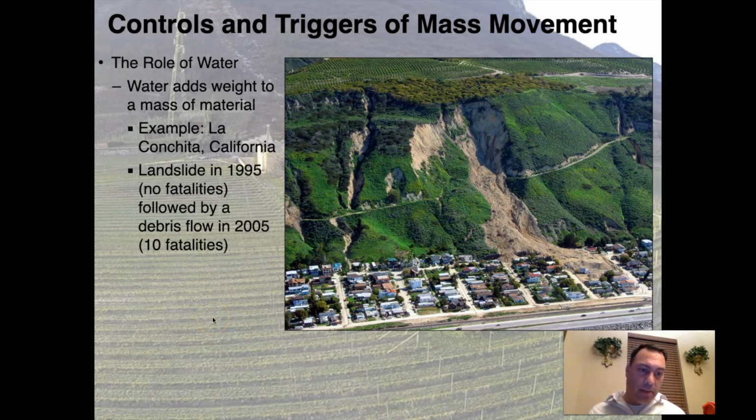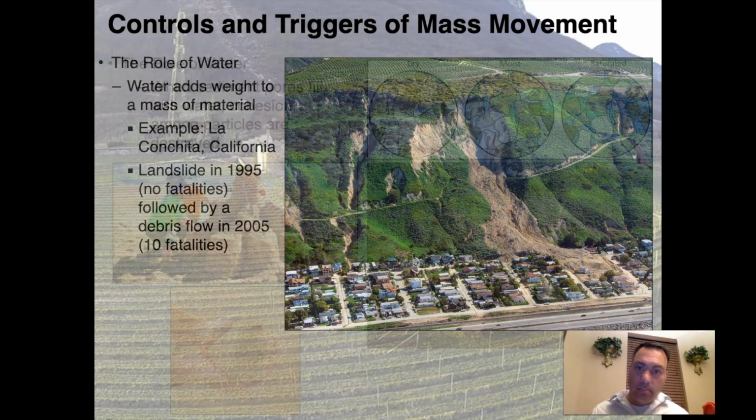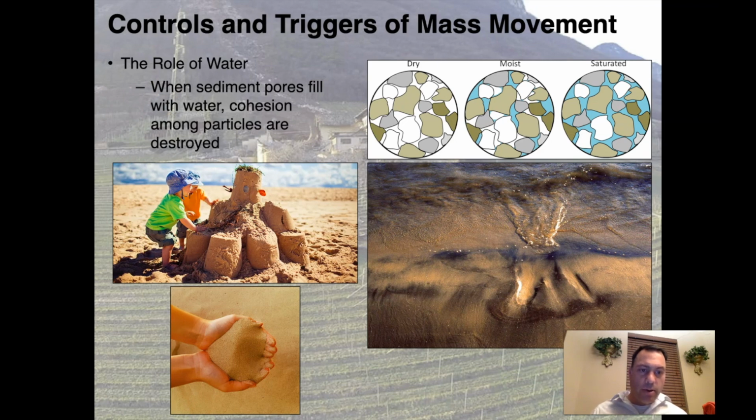And the reason this is happening, by the way, is because of the amount of weight that the water is adding to the soil. So let's look at what water does. Water does a couple of things to sand, soil, silt, clays, the sediments that make up many of the sliding surfaces in landslides. When sediment pores fill with water, there's cohesion amongst particles, and sometimes the particle cohesion can be destroyed. If you have dry material like we see here, there's no cohesion at all.